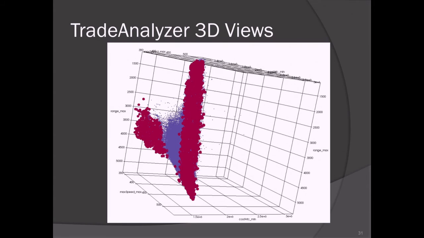Here's another view of that same data set. Before, we were looking at it from inside the cube, and now we're looking at it from the left outside wall of the cube, where you can easily see where the Pareto points are clustered.